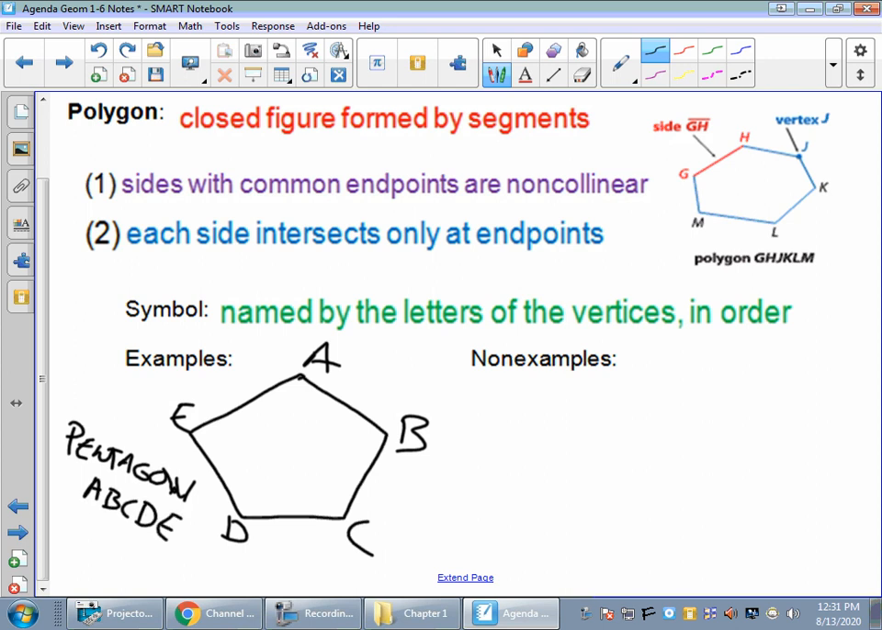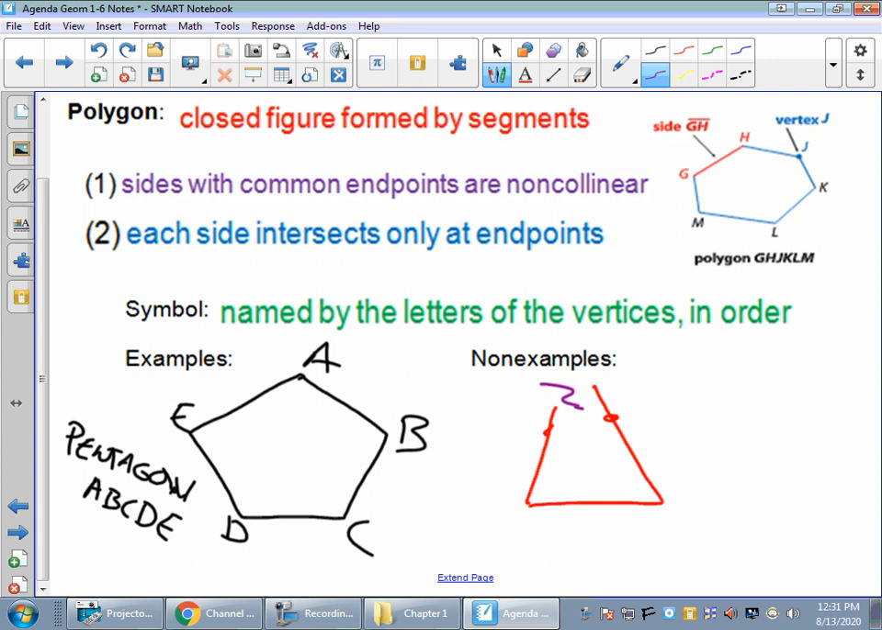A non-example would be something like this, where you can see that they don't have vertices. These 2 points, this line and this line, they don't intersect. They just come and leave this open space here. That's no good, so that would be a non-example.